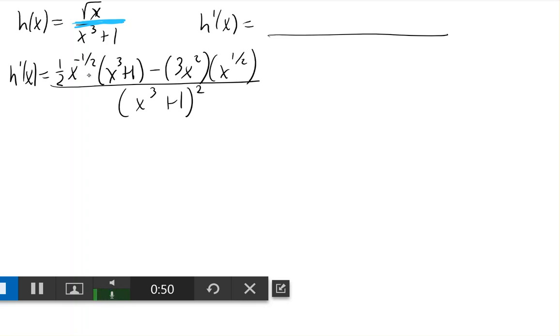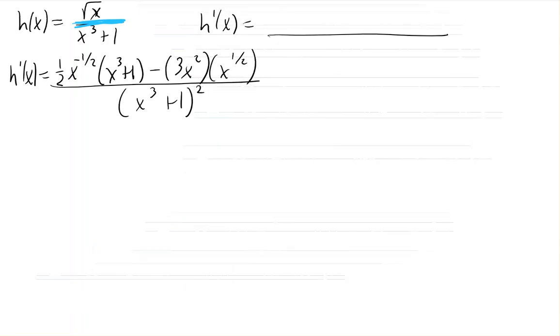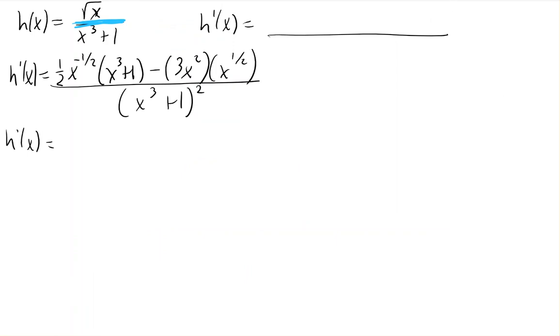Okay, so I can distribute this here and I can multiply those, so that would be a nice step of simplifying to do. So this would be 1/2. Alright, well, we multiply things with the same base. Remember to add the exponents. So x to the negative 1/2 times x to the third would be like x to the 2.5 or x to the 5/2. And distribute.